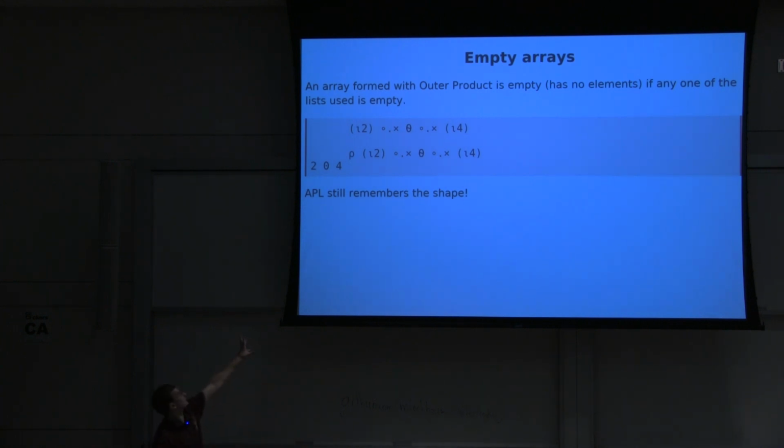But here's a 3-dimensional empty array. This 0 with a tilde through it, that's pronounced Zilde. That is the list of no numbers.